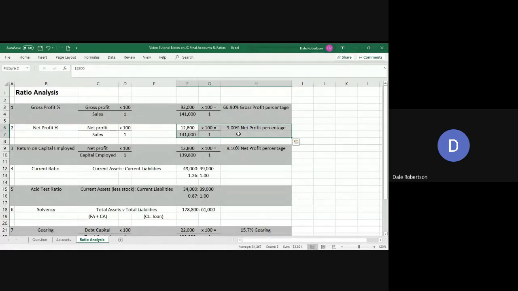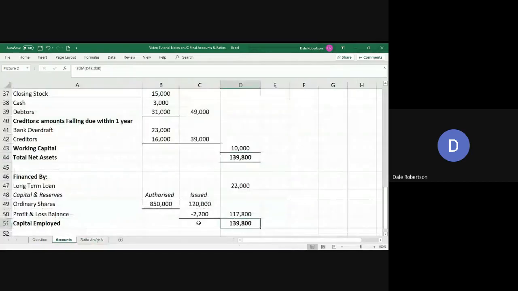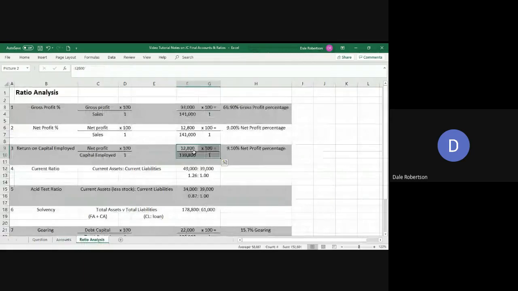Again, it would be good to have last year so we can compare whether that's rising or not. But these are all looking at how profitable. These first 3 are looking at how profitable the company is. Thirdly, the return on capital employed. That is the net profit divided by capital employed. So 12,800 is the net profit on all of the money that has been invested in the company. Now that return on capital employed, the capital employed is the very last number in the account. So of all the money they've put in, they're making 12,800 profit.